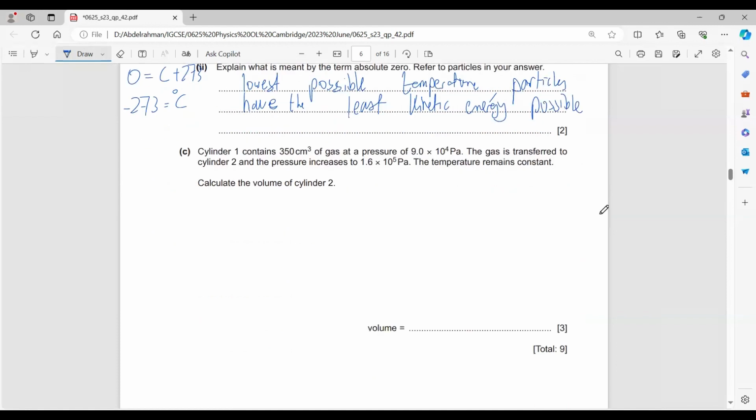Cylinder 1 contains 350 centimeters cubed of gas at pressure 9 times 10 to the power of 4. The gas is transferred to cylinder 2 and the pressure increases to 1.6 times 10 to the power of 5 pascals. The pressure remains constant. Calculate the volume of cylinder 2. Would it be the equation P1 V1 is equal to P2 V2? Okay, P1 V1 equals P2 V2.